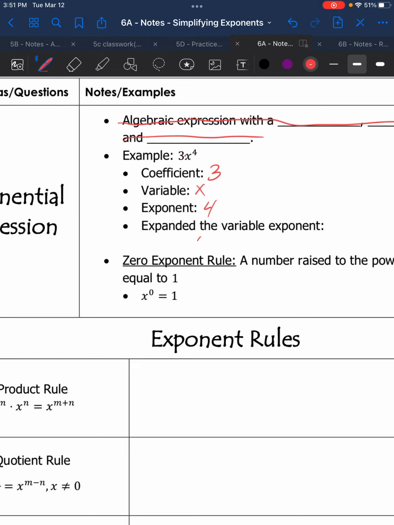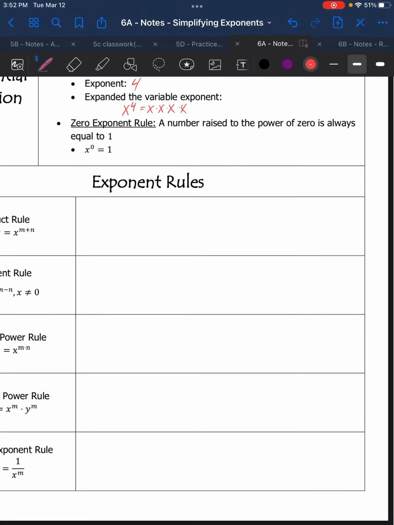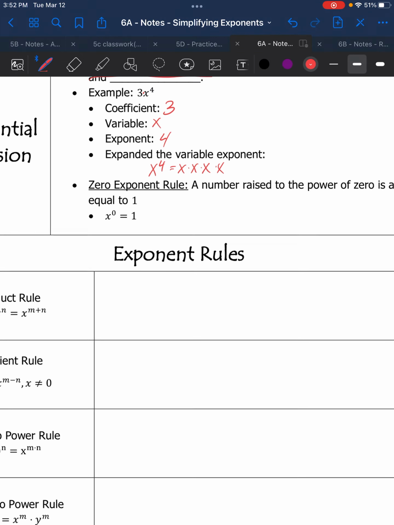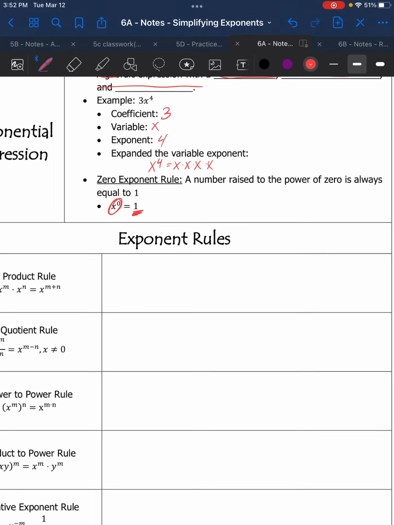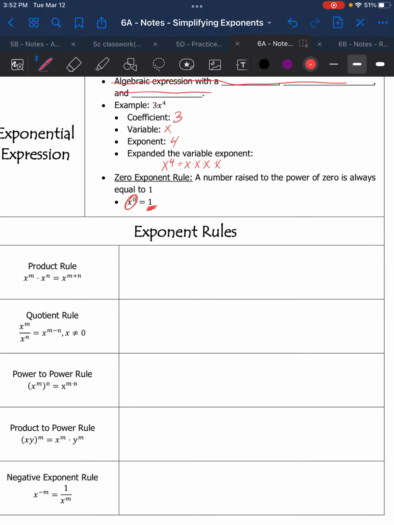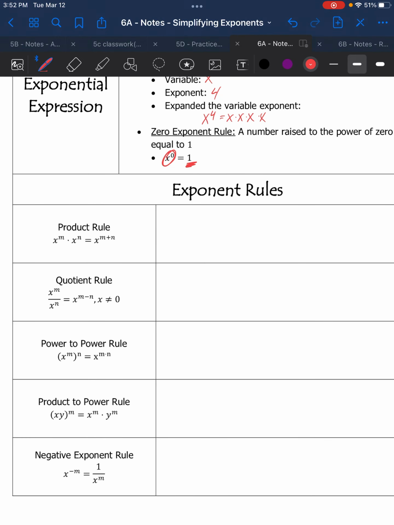And expanded the variable with the exponent, so you have x to the fourth. To expand that out into multiplication, it's x times x times x times x. So exponents is just a simplified multiplication is all it really is. The zero exponent rule: anything that's raised to the 0 power, anything, it's always 1, equals 1. And I explained it during class.